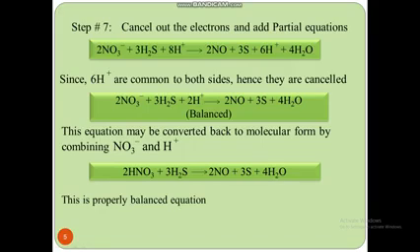This is the ionic form of the redox equation. To convert this ionic form into molecular form, the equation may be converted back to molecular form by combining nitrate ion and hydrogen ions. So this is the new balanced equation, and this is the properly balanced equation.